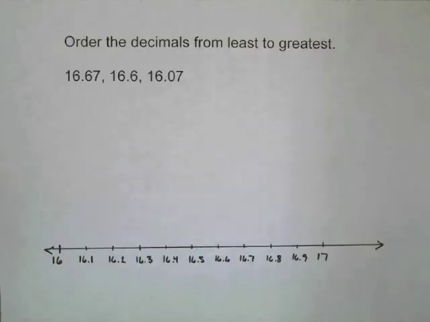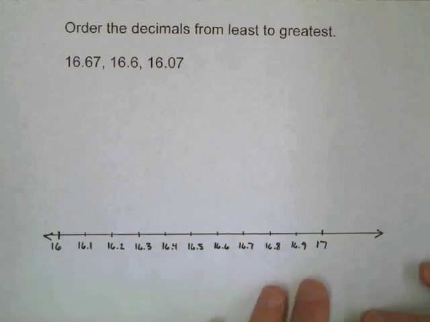Lesson 3-1, Example 3. Our objective is learning to write, compare, and order decimals using place value and number lines. So here we have three decimals. We have 16 and 67 hundredths, 16 and 6 tenths, and 16 and 7 hundredths. We want to put them in order from the least to the greatest, the smallest to the largest. And we can use a number line.